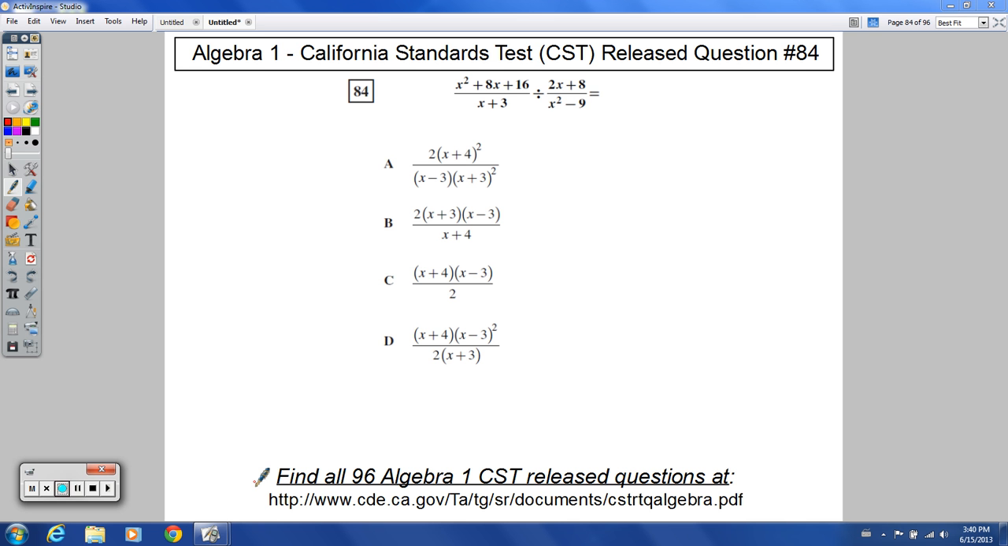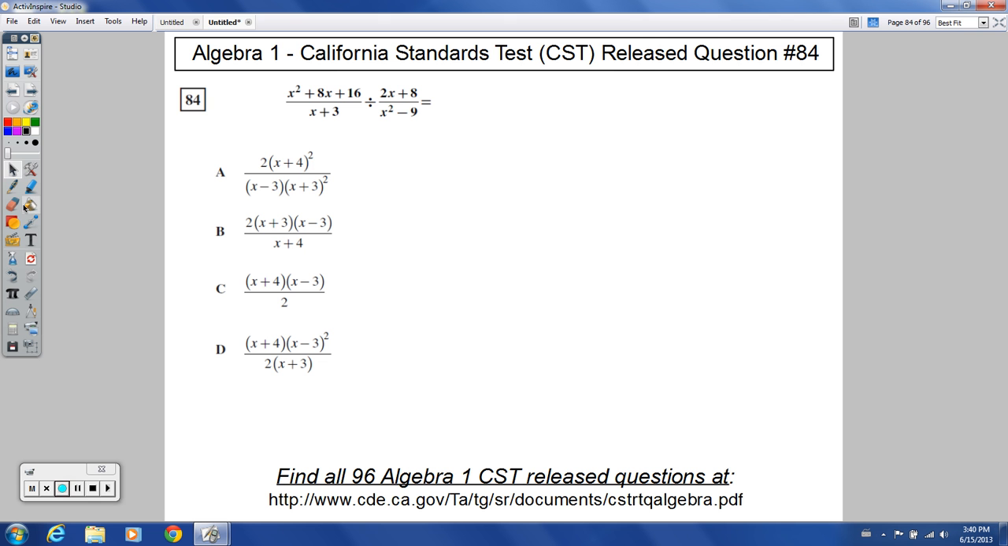Hey, how you doing? This is Algebra 1 CST release question number 84. Here's what it says. You've got this whole fraction divided by this whole fraction. I'm not going to read all that off. I'll do that one part at a time here, though.